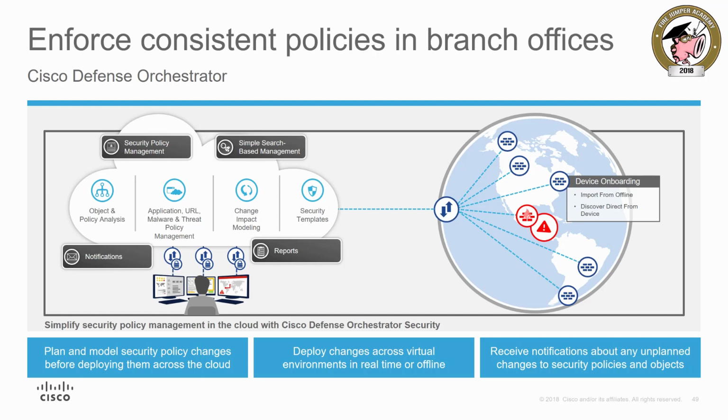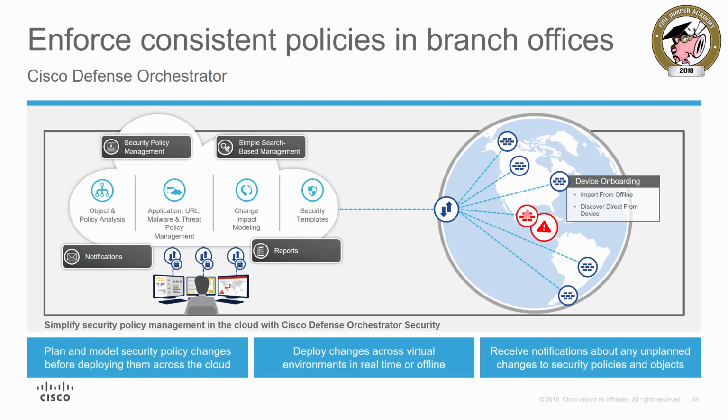Simple search-based management enables you to search through your security policies, making it easier to locate and modify as needed. Change impact modeling makes it easy to determine the impact of policy changes prior to deploying changes across your entire organization. Out-of-band notifications surface any unplanned change at a specific branch to the lead IT administrator. If the lead admin doesn't approve the change, it will revert to the original template.